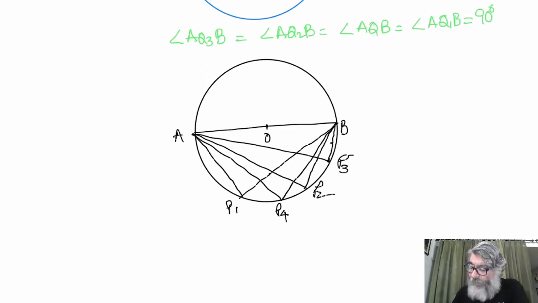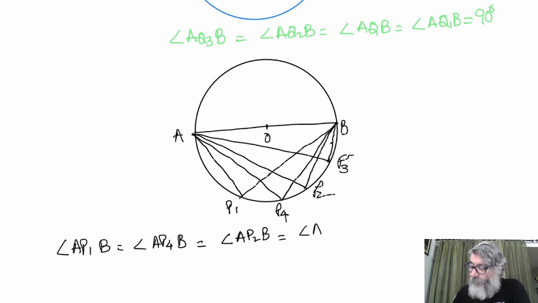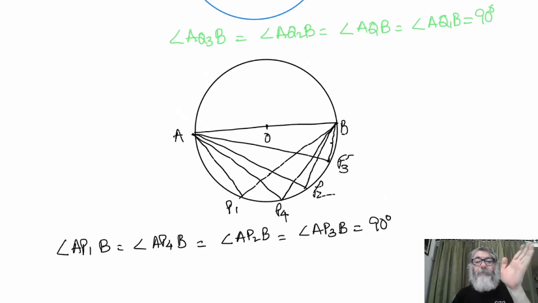I'm saying angle AP1B is equal to angle AP4B, angle AP2B, angle AP3B, which is equal to 90 degrees. Please understand that the theorems which we have read before this are applied here.